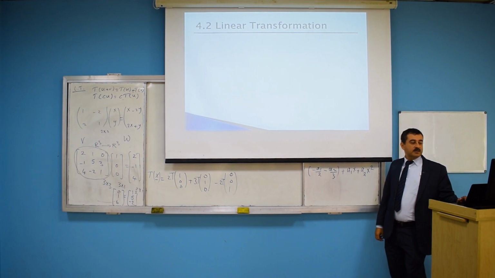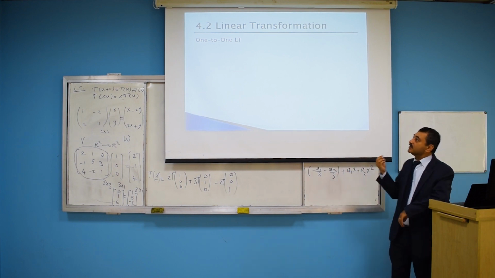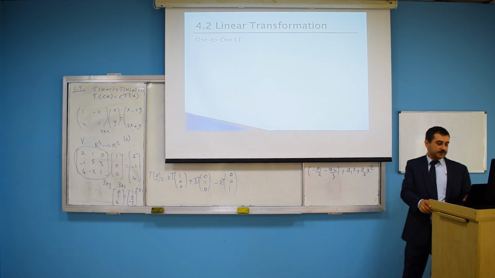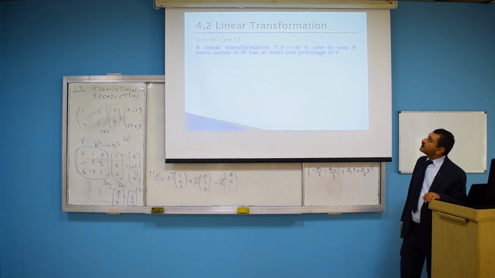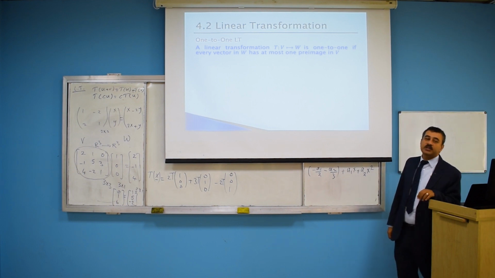For a one-to-one linear transformation, as with a one-to-one function, if I give you a value in W, I want to have only one pre-image in V, not more than one. So this is the formal definition: a linear transformation is one-to-one if every vector in W has at most one pre-image in V.